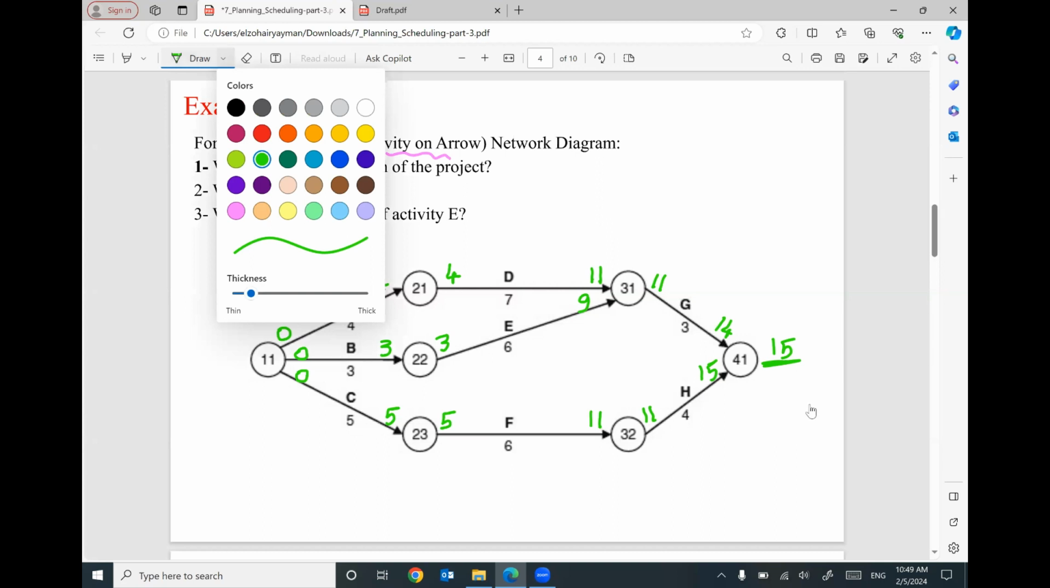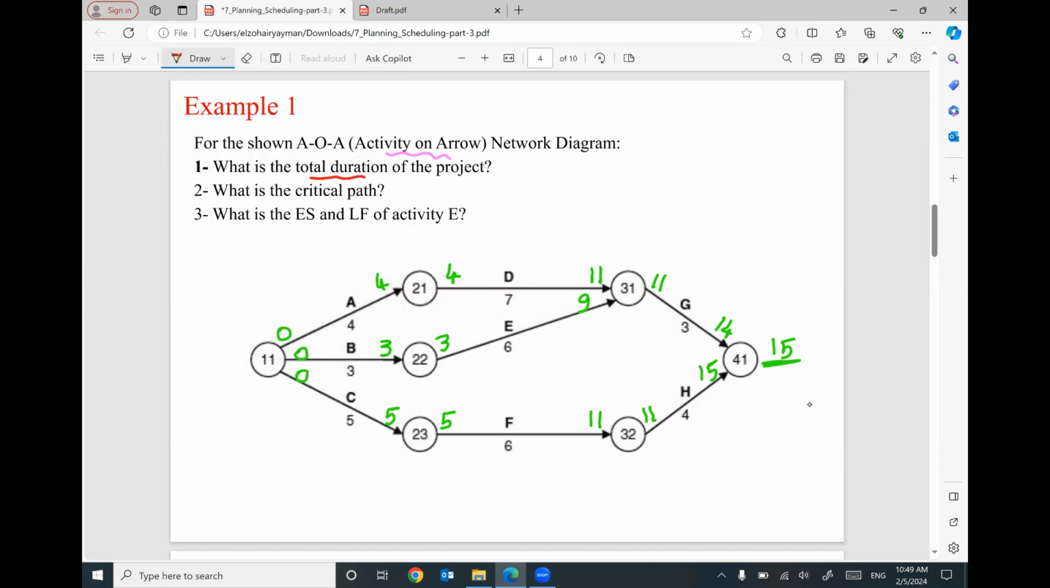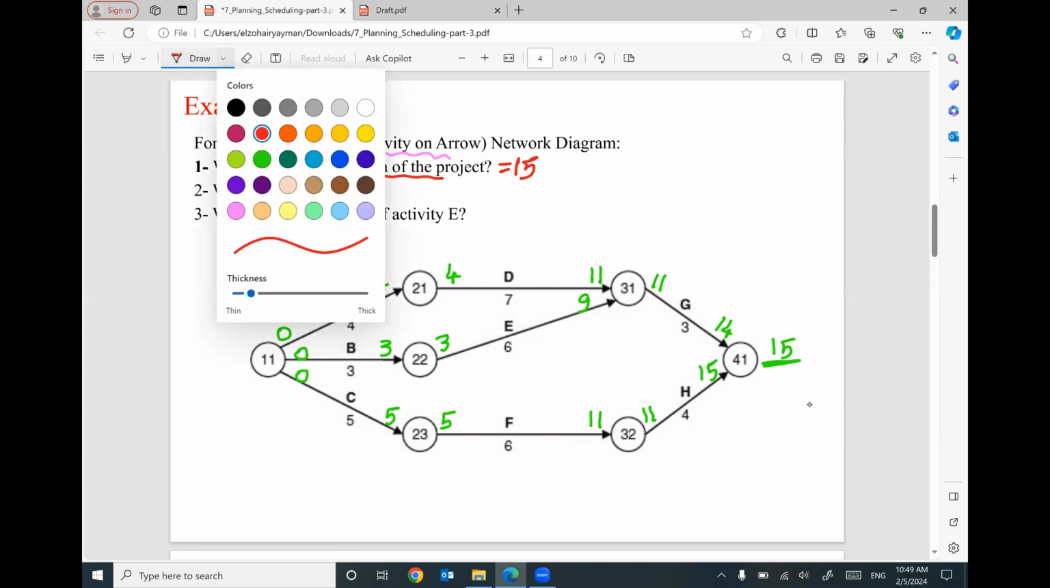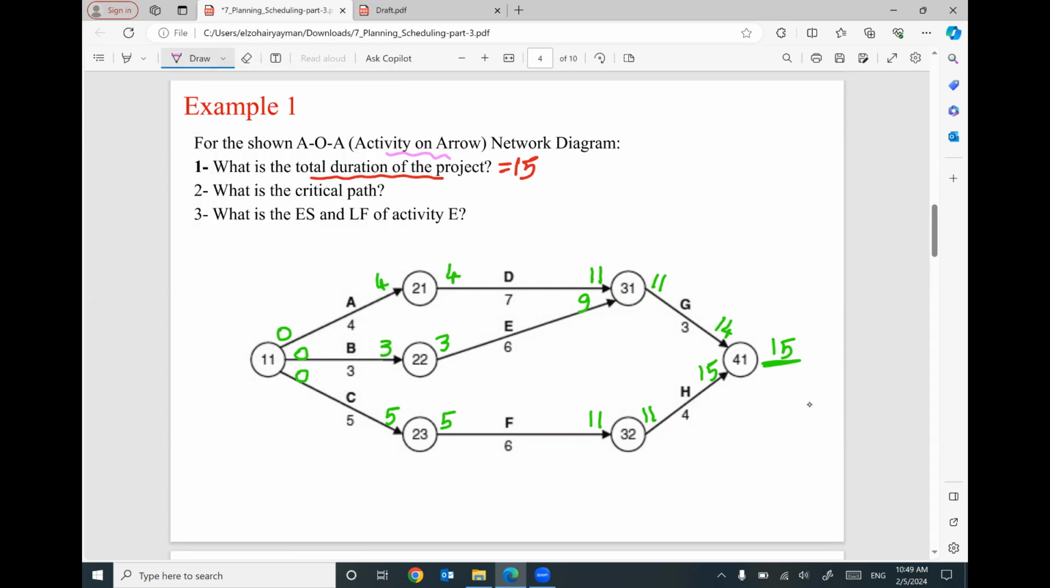So I can say the total duration of the project will equal 15 days, months, weeks, whatever the unit. So I am done with the forward path. If you start to move the backward path, the last activities of the project, which are G and H, will have late finish 15. Late finish 15. Then let's start to move backward.